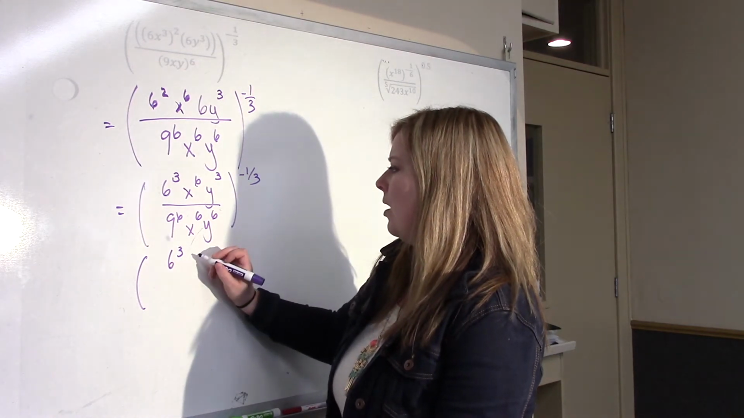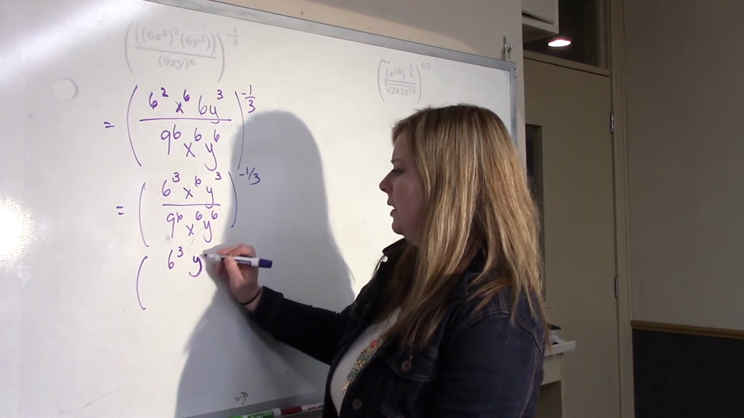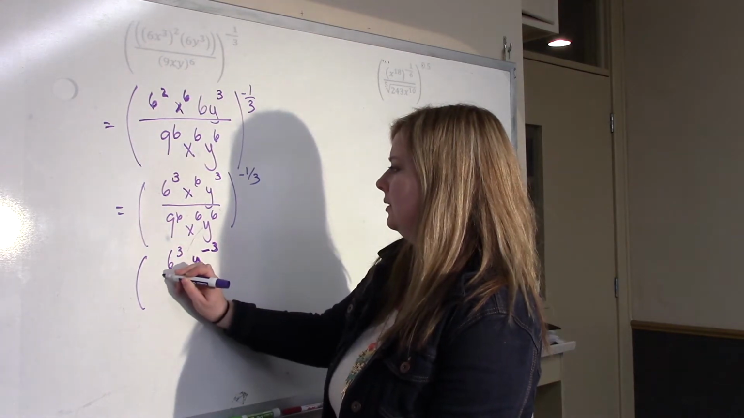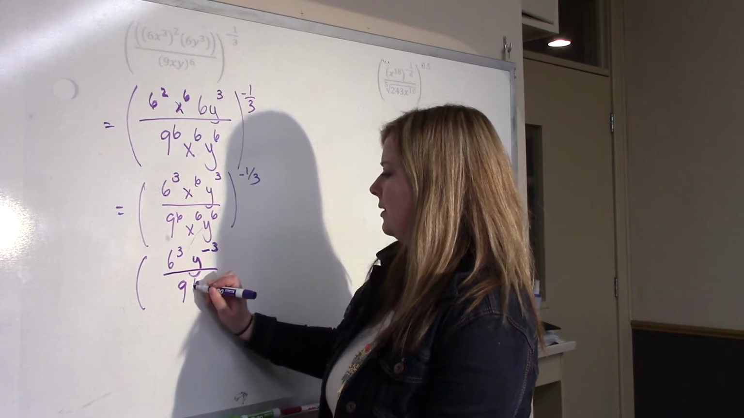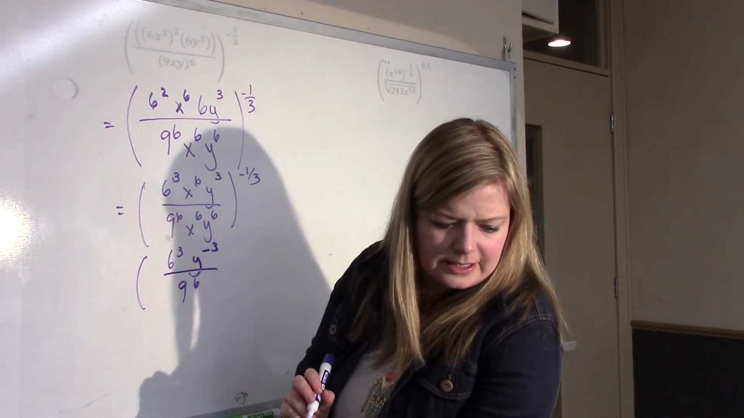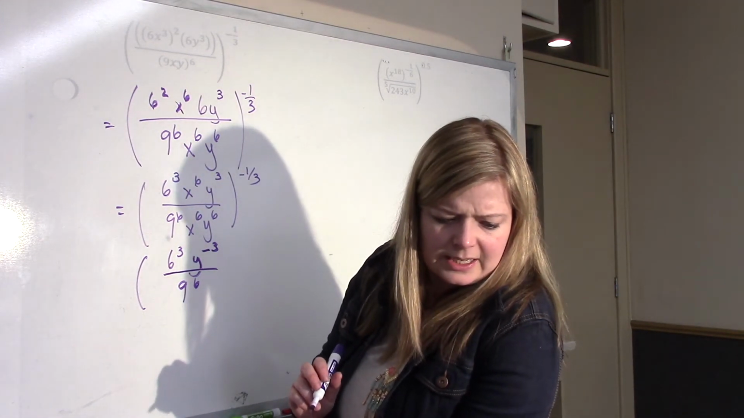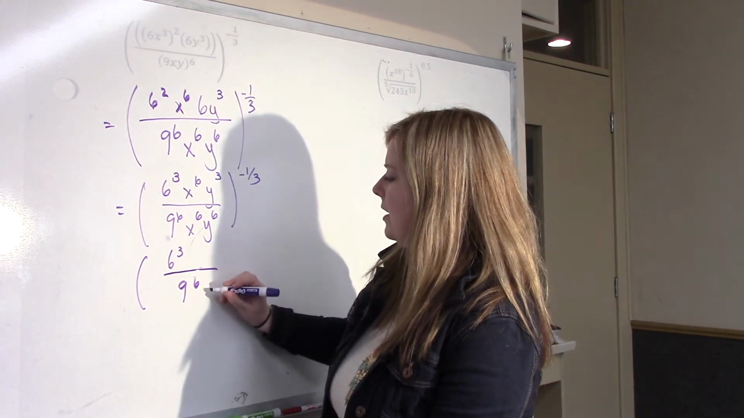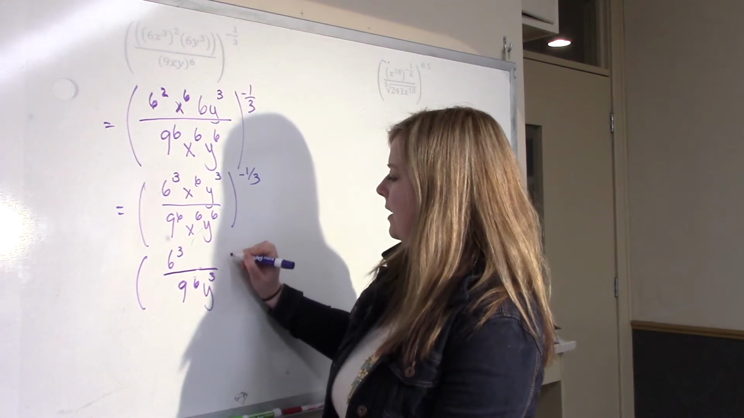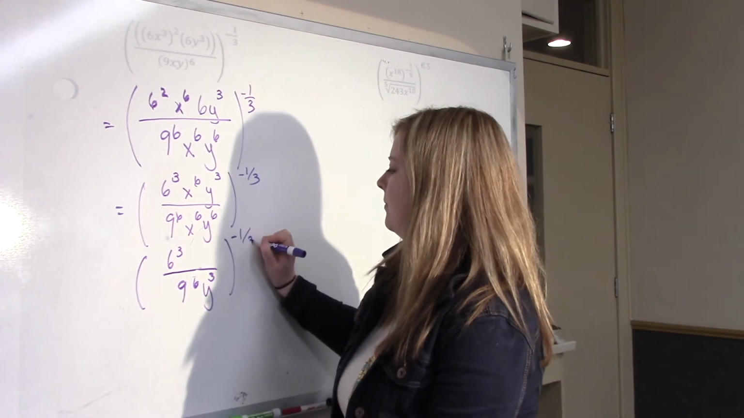Then I get y to the -3, all over 9 to the power 6. Is that how I wrote it here? Actually, I didn't write it as y to the -3. You can write it that way, but I just put the y to the power 3 down here right away just to save time.